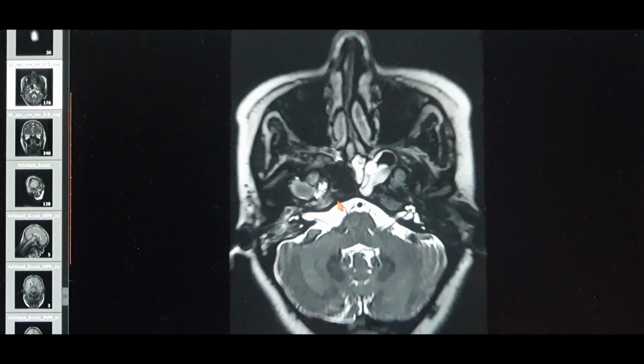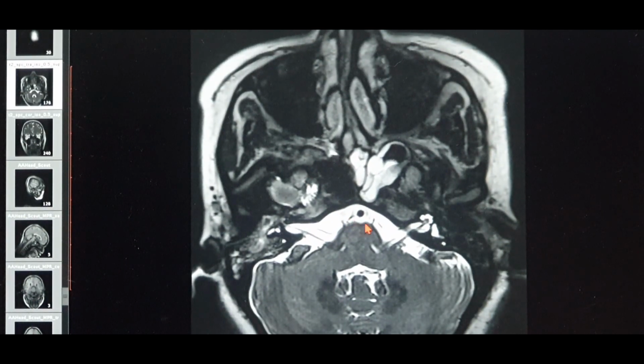You can see that. I'll just zoom it for you guys. As you can see over here, that's a faint branch coming. You can actually see that. That's the anterior inferior cerebellar artery.